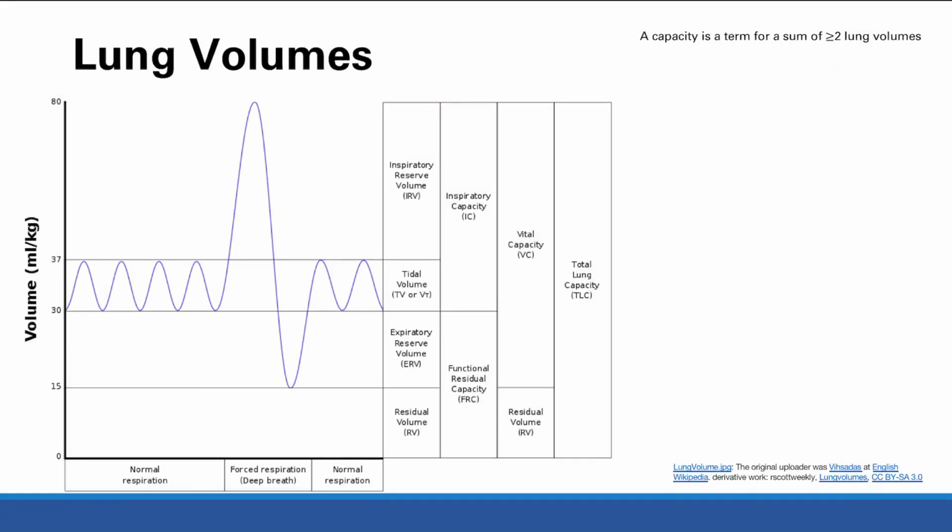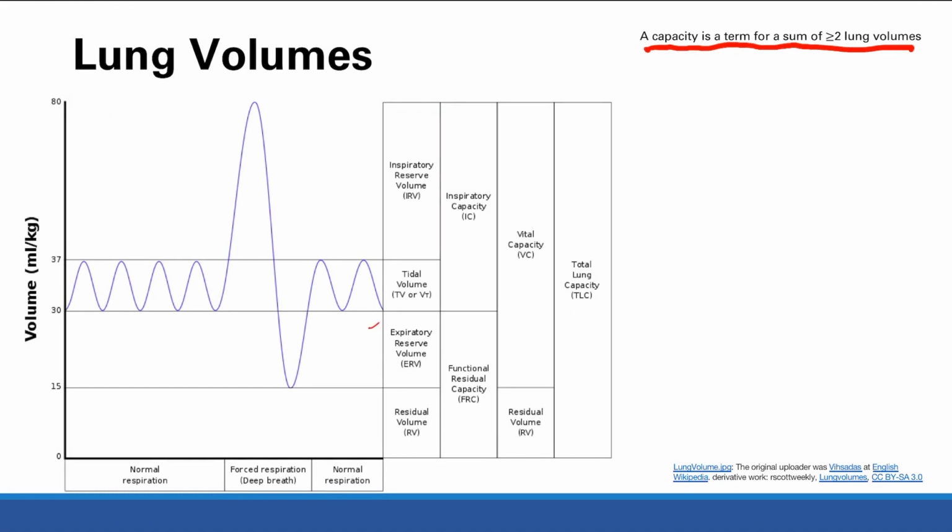So, lung volumes. This one's a little bit self-explanatory, so you could just go ahead to maybe physiological dead space, which is also in this lecture, is a little more useful. But basically, we're going to talk about different types of lung volumes. First of all, I want to define something. Capacity is a term for a sum of two lung volumes. So we're going to see what that means in a second.